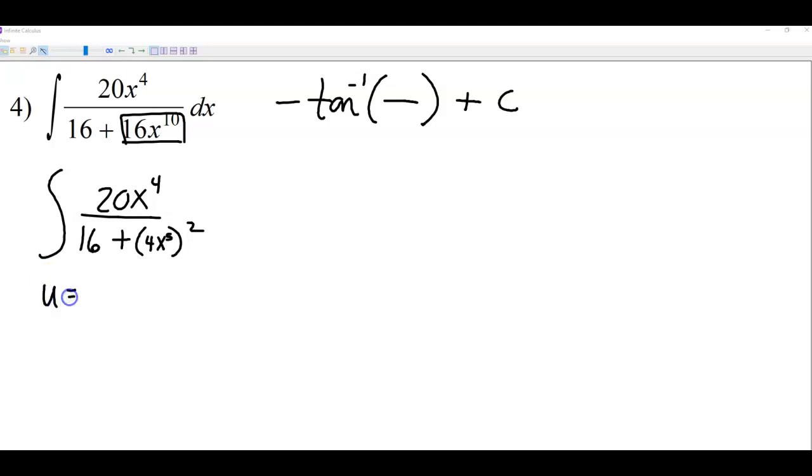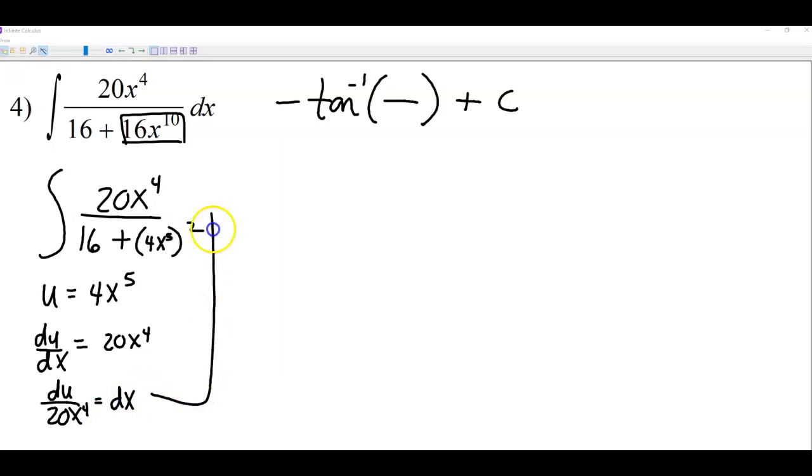Now, when we have to do that, we have to turn this into a u-sub problem. So my u would be 4x to the 5th. My derivative with respect to x would be 20x to the 4th. And then we get the dx by itself. Then we're going to go and do our u-substitution.